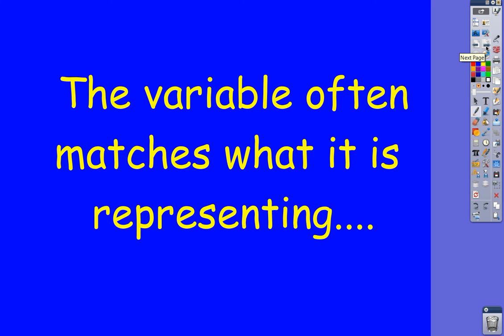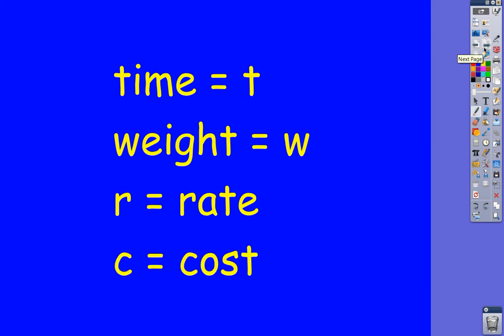Now, oftentimes it'll match what it's representing. And here are some examples. If time is getting talked about in a problem, the variable would often be T. For weight, we could use a W. R could equal rate. C could equal cost. And there are many, many others. For example, M could represent minutes, or M could represent miles.